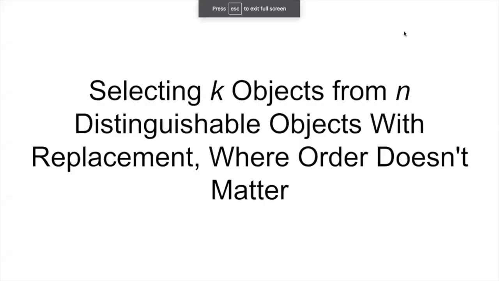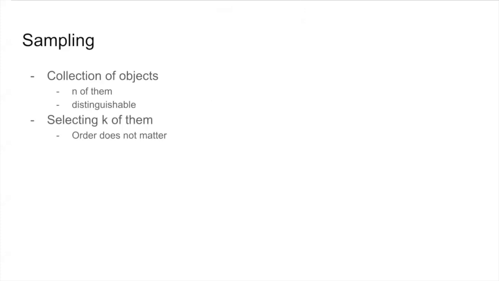Today we'll be talking about the number of ways you can select k objects from n distinguishable objects with replacement, in which order does not matter. To go over what exactly we'll be sampling, there will be a collection of objects, there will be n of them, they will be distinguishable, and we will select k of them. And the order of our final selection does not matter.